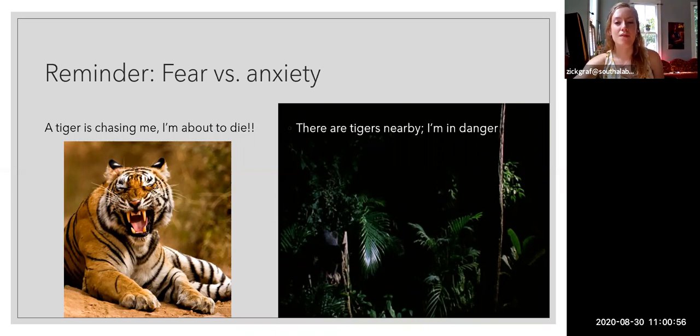So in our environment of evolutionary adaptation, it would have benefited our ancestors' survival to feel anxious when they were in, for example, the jungle, when they were out at night, when they were in a circumstance where there were predators around, but not necessarily predators threatening them immediately.